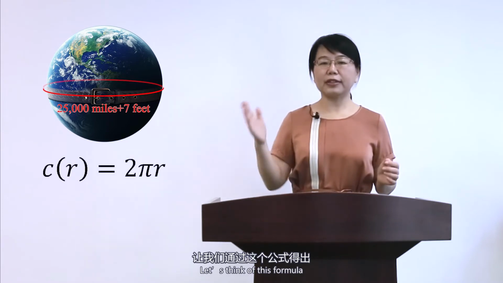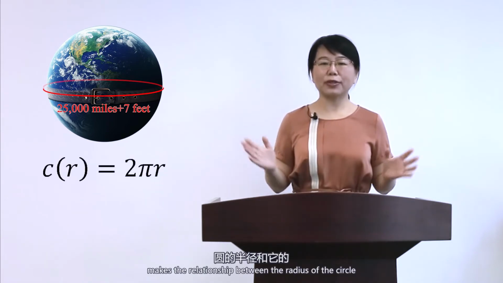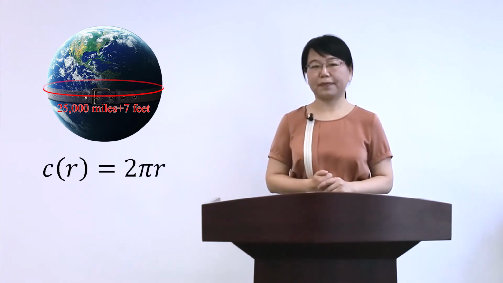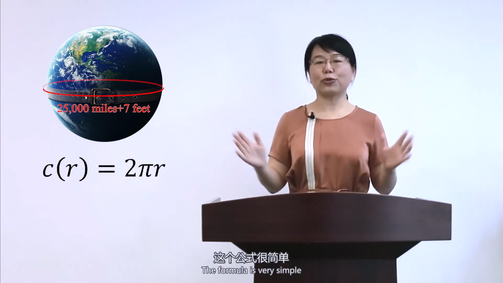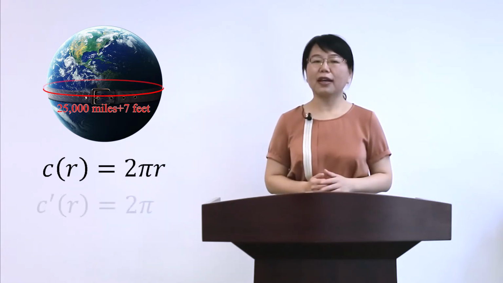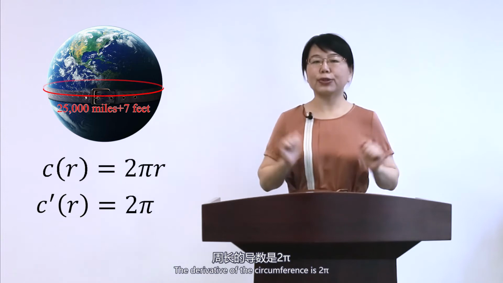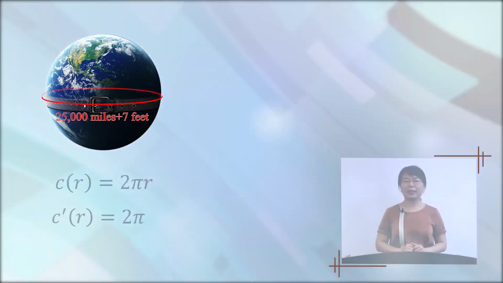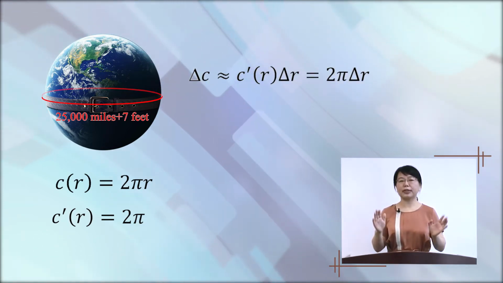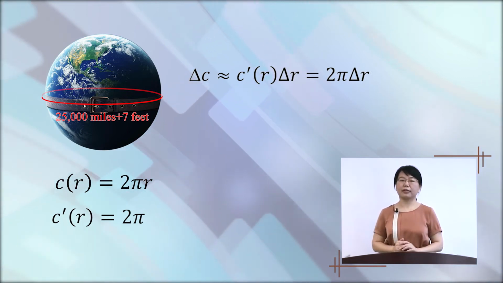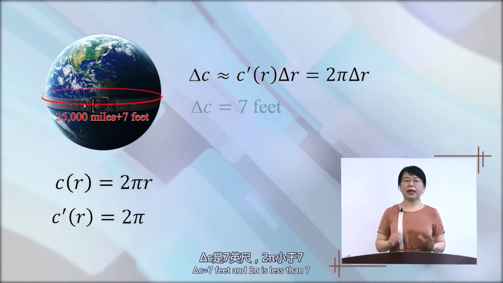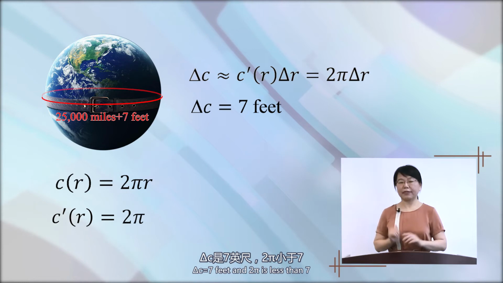Now, let's think of this formula. Make the relationship between the radius of the circle and its circumference. The formula is quite simple. So the circumference is 2 pi r. The derivative of the circumference is 2 pi. So by differential, we know that delta c is approximately equal to c prime r times delta r. So it's 2 pi times delta r. And delta c is equal to 7 feet.